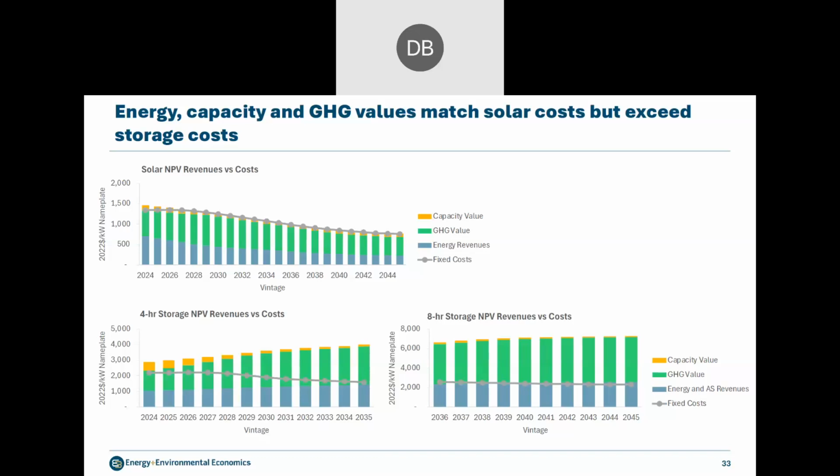You can see that the energy, capacity, and GHG values match solar cost but exceed storage costs. And that's because, as I was saying, of the high energy value and the GHG contribution of storage due to the energy prices or energy avoided costs, and also the high GHG avoided costs driven by the solar missing money. So that's a brief overview of the integrated calculation. Definitely happy to answer questions and then have a discussion.